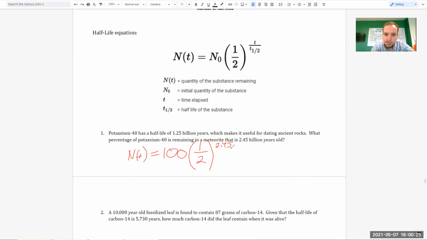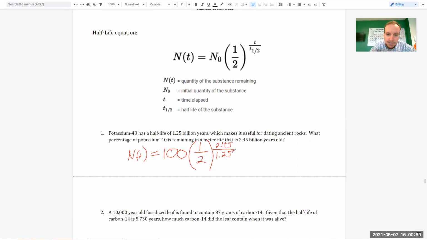2.45 billion years divided by my half-life, which is 1.25 billion. Now, I don't need to put billion and 6 zeros after that because it's all going to cancel out, right? So 2.45 billion over 1.25 billion is the same thing as 2.45 over 1.25. The zeros will cancel out, so I'm just going to leave that billion out. Now, if it was billion and million or billion and thousand, that's different. But billion, billion, it's the same thing.